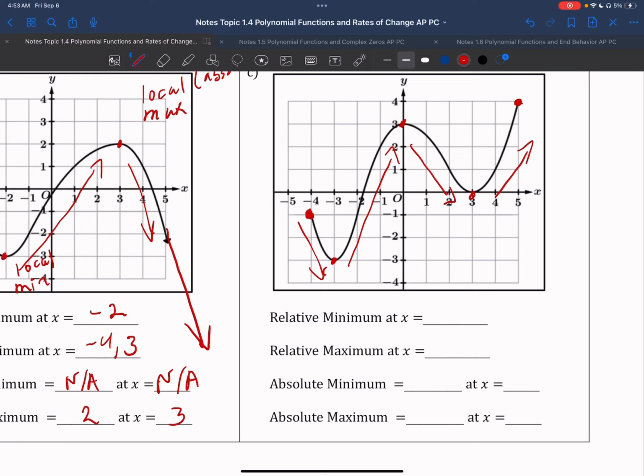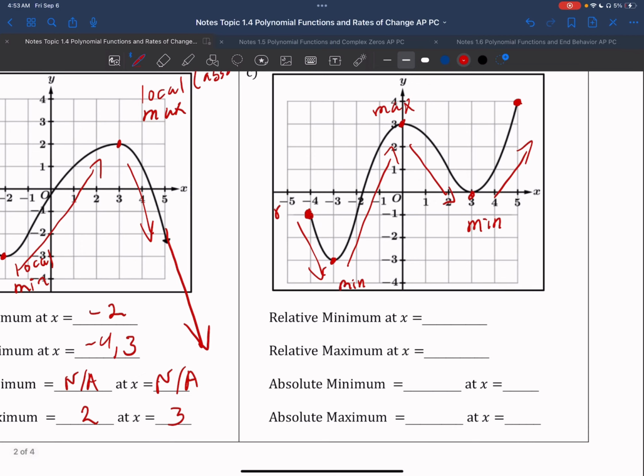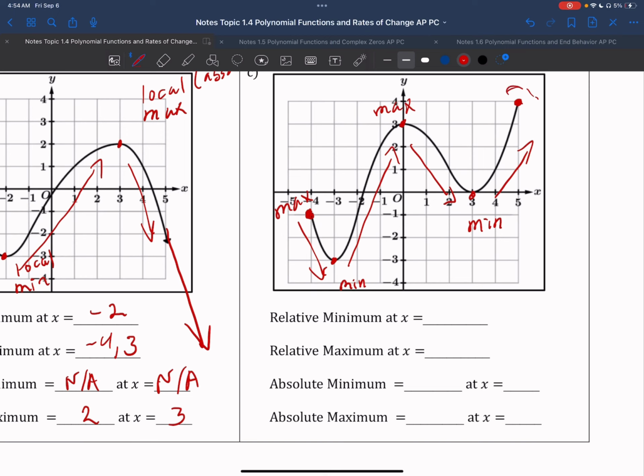I am going to label them first and then classify them after that. So decreasing to increasing, so this will be a minimum. Increasing to decreasing, the next one will be a maximum. Decreasing to increasing, minimum. And then for my endpoints, this is the highest point around the area, so it will be a maximum. This will be the highest point around the area, which will also be a maximum.